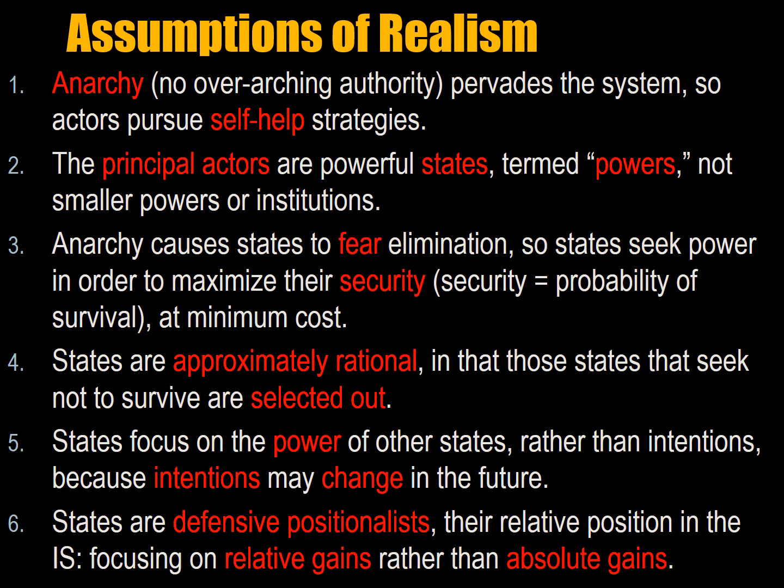Number five, states focus on the power of other states rather than their intentions, because intentions can change very quickly with a change of leadership or a change of domestic situation. Six, states are defensive positionalists, meaning their relative position in the international system is the focus of their elite leadership. So countries are more focused on relative gains rather than absolute gains. They don't want to lose relative power, but gaining additional power without comparison to another state is less important.